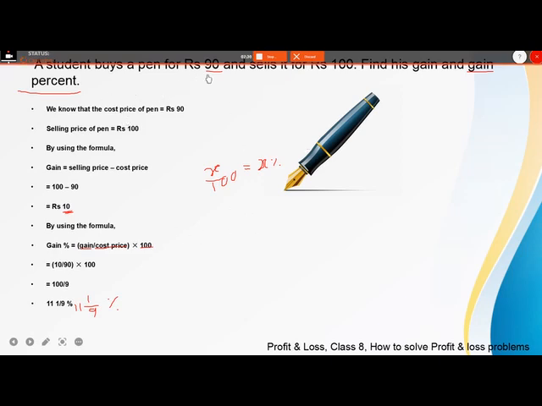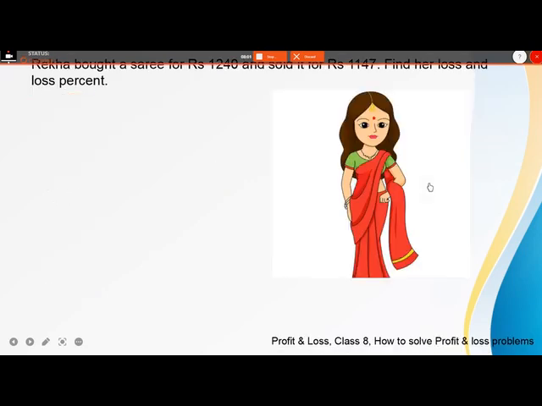Okay, now let's begin with the second question. So I hope you understand. We found the gain first and then we found the gain percent. Finding gain is just a left hand play, because you have to just minus the selling price minus the cost price. That's it. And then for finding the percentage, on 90 we have gain. So 10 gain, 10 upon cost price, which is 90, multiplied by 100. So we get 11, 1 upon 9 percentage.